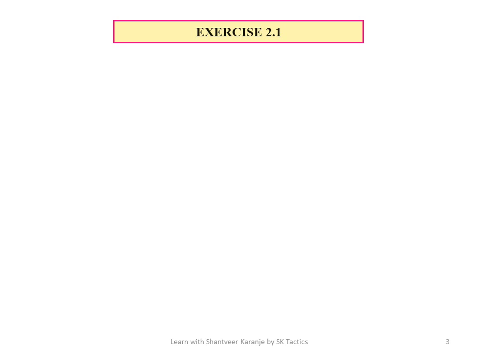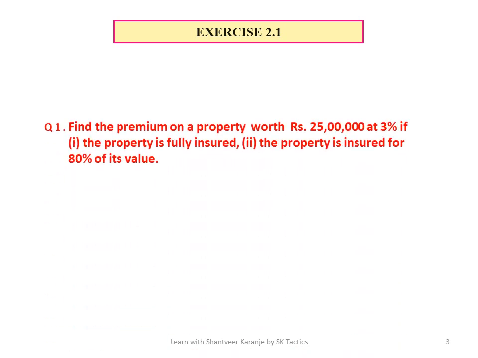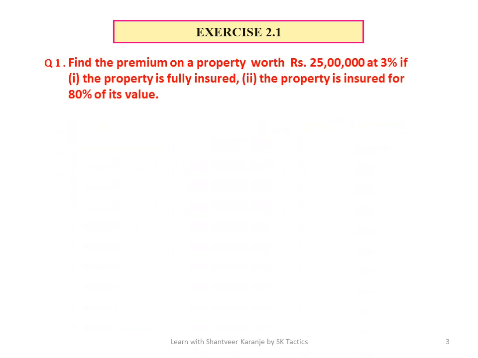Now I start exercise 2.1's first question. Find the premium on a property worth rupees 25 lakh at 3%. Here 25 lakh is the property value. At 3%, if the property is fully insured and if the property is insured for 80% of its value. There are two cases. We solve one by one.